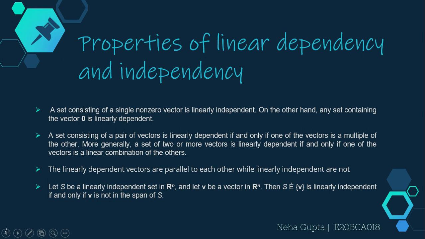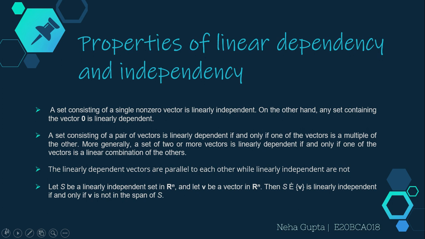Why are they parallel? Because there exists collinearity in the equations of the vectors, and as we can see for linearly independent vectors, there is no collinearity in the equations or combinations. Let's talk about the fourth property.